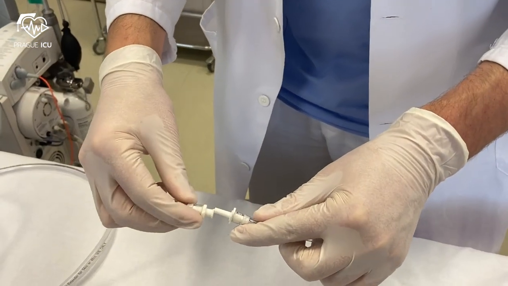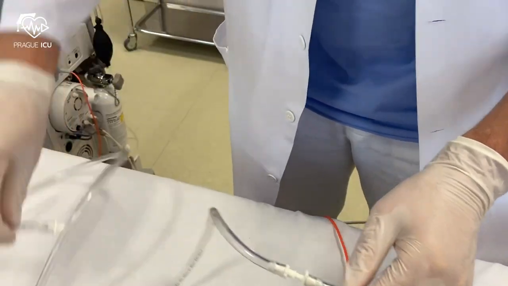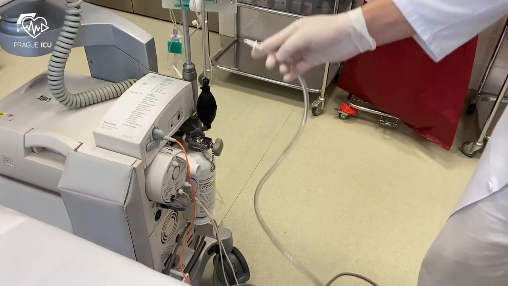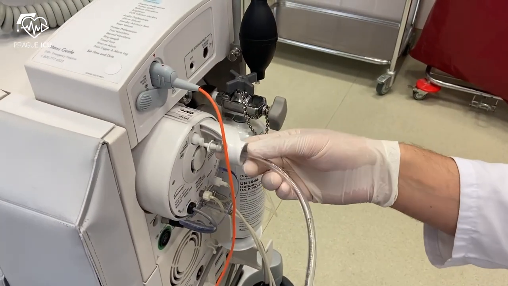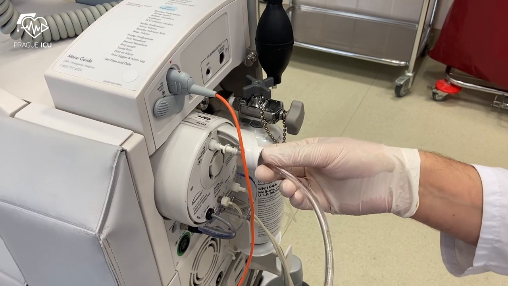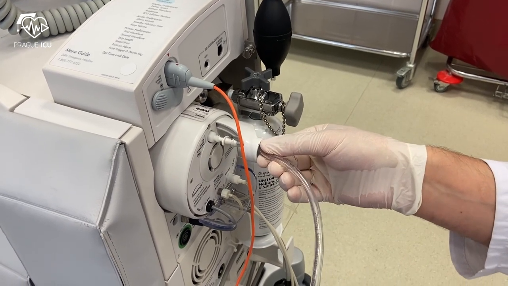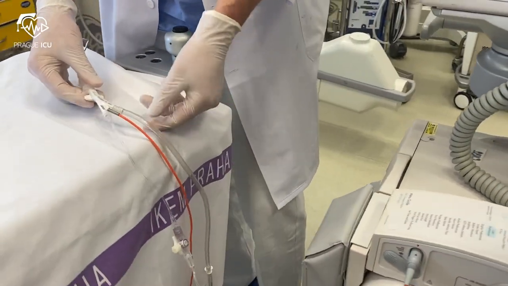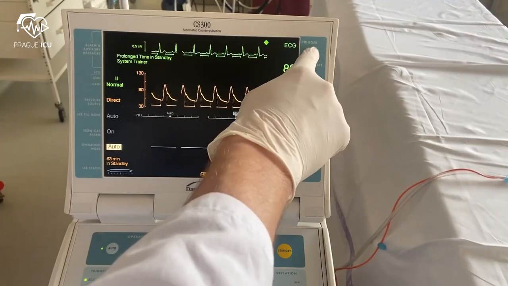Connect the helium balloon pump cable to the console. Finally, connect the lumen of the balloon pump to the flush or pressure transducer respectively.